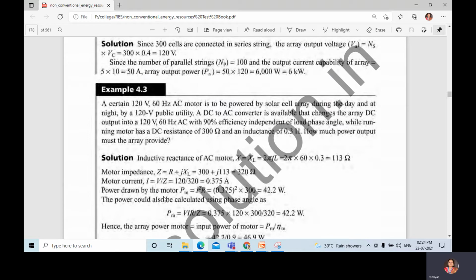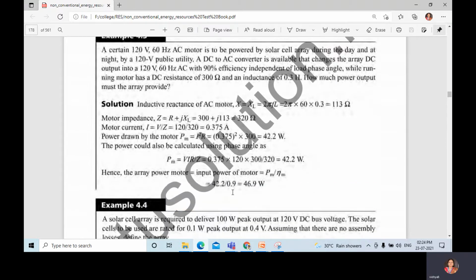And what about the power drawn by the motor? Pm is equal to I square R. You will get 0.375 whole square, and if you do that, you will get I square, into 300, that is the R value. Okay, you will get 42.2 watt. That is, the I value is the motor current we have found out, right?